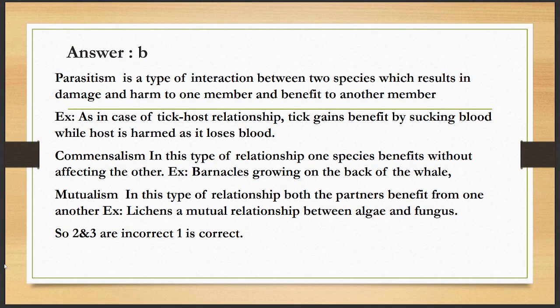So the right answer is B. Friends, here the second and third are incorrect; the first statement is correct. In the second statement, commensalism is a type of relationship where one species benefits without affecting the other. So that's why the second is incorrect. Also in the third statement, mutualism is a type of relationship where both the partners benefit from one another. An example here is lichens, a mutual relationship between algae and fungus.